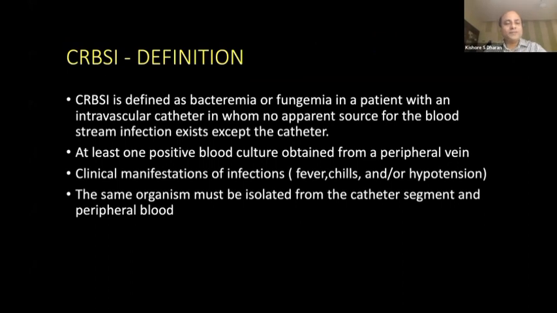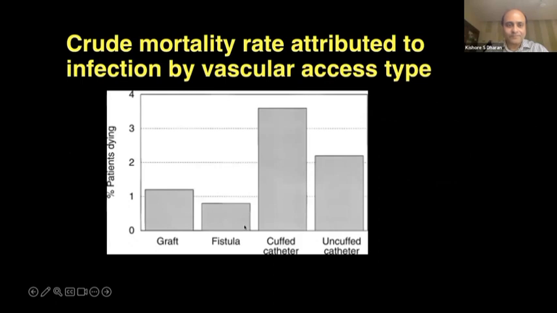CRBSI is defined as bacteremia or fungemia in a patient with an intravascular catheter, where no apparent source for the bloodstream infection exists except the catheter. You should have at least 1 positive blood culture obtained from a peripheral vein, and clinical manifestations of infection like fever, chills, with or without hypotension. To satisfy the definition, the best way is to get the same organism isolated from the catheter as well as the peripheral blood.